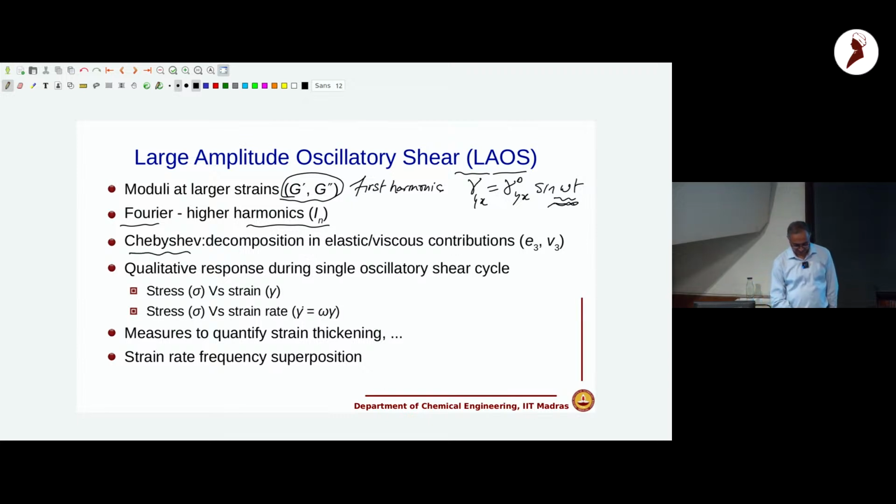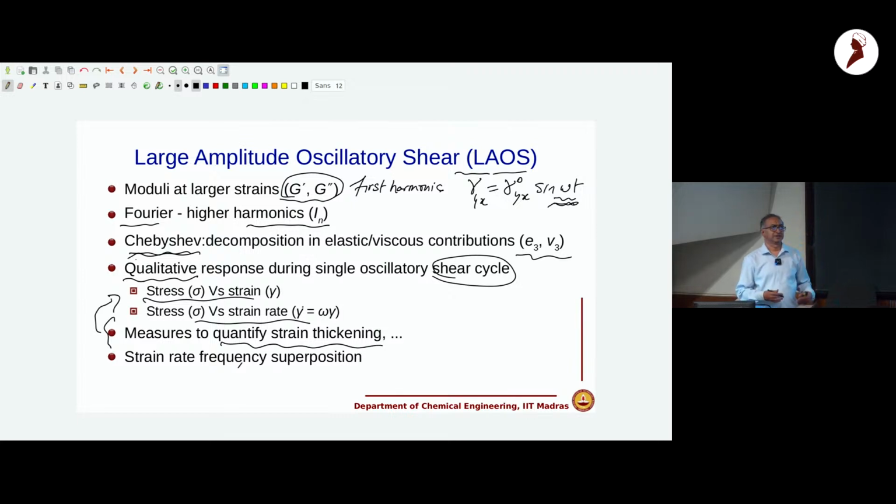There are different sorts of decompositions, viscous and elastic decompositions, and there is a Chebyshev based decomposition which gives us higher contributions, E1, E3, V1, V3, corresponding to the elastic and viscous contributions. Or we could just look at the qualitative response during a shear cycle by looking at what are called the Lissajous plots, so looking at stress versus strain or stress versus strain rate plots. And then, through these cycles, we now have measures which can measure strain thickening, strain stiffening, or shear thinning, and all those kinds of variations.